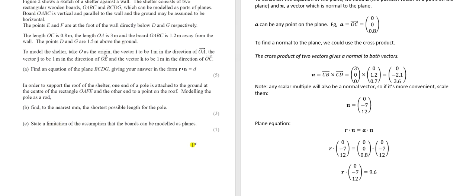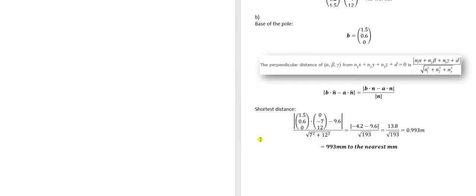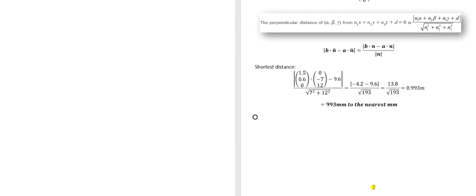especially when you start considering part C, the limitation of the assumption. State a limitation of the assumption that the boards can be modeled as planes. For this, you want to ask yourself, what is it that a plane is mathematically? What are we talking about when we refer to a plane? Well, a plane is flat and it is infinitely thin. So the distinction between a plane and, say, a rigid body would be that a body is three-dimensional, a plane is two-dimensional. Just like a line is one-dimensional, a point is zero-dimensional.